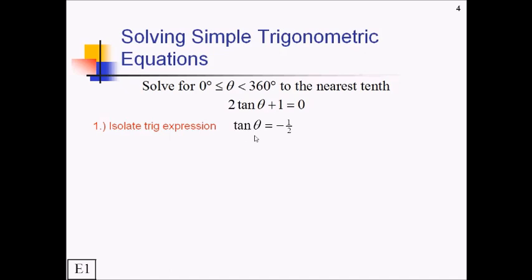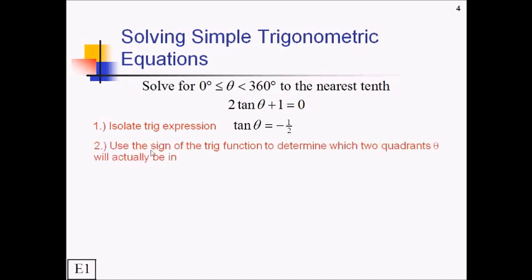All right, now that we've got that by itself, we need to figure out which quadrants we're looking for our answers in. On most of these problems, you're going to end up with two answers. To figure out which two quadrants they're in, I'm going to use the sign of the trig function to determine the two quadrants that theta is going to be in. So in this case, tan has a negative value, negative 1/2. So I'm basically asking which two quadrants give me a negative tangent, which is to say, where is the slope of my angle going to be negative? That's going to happen in quadrant 2, where you have a negative sloping angle as you move down and to the right, and also quadrant 4 has negative tans.